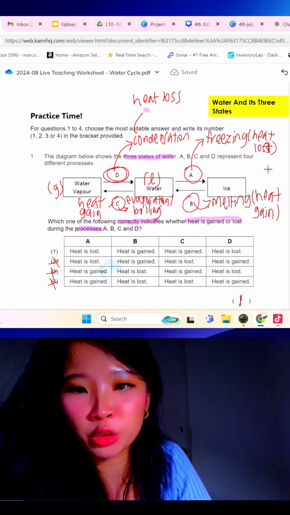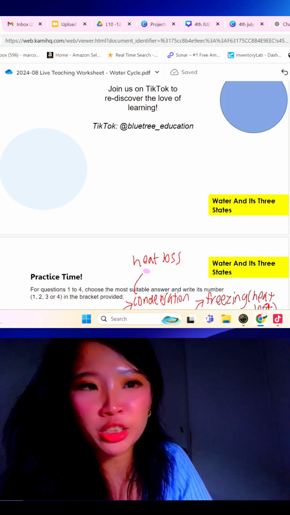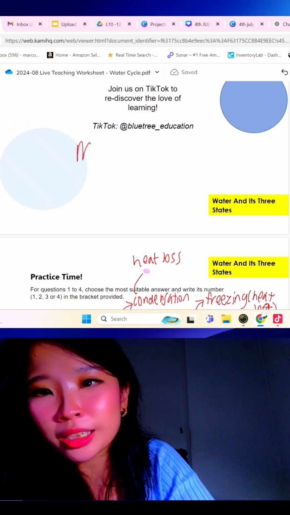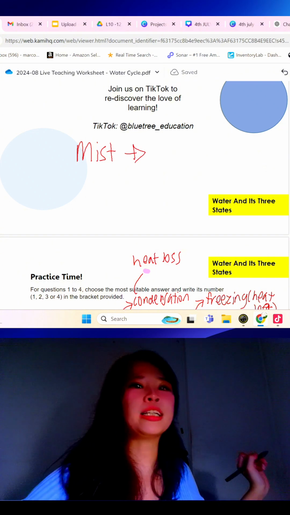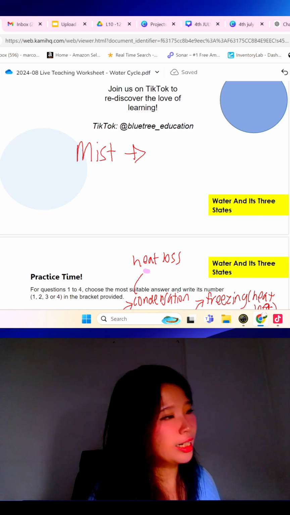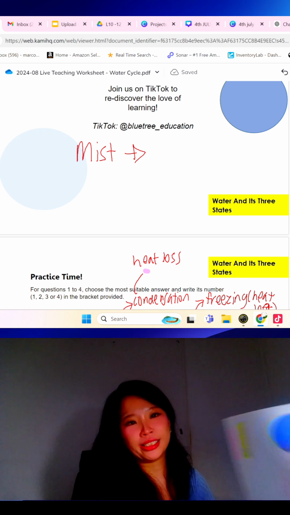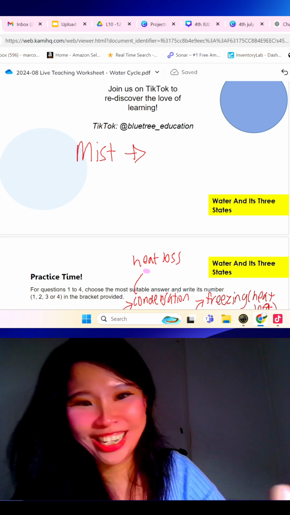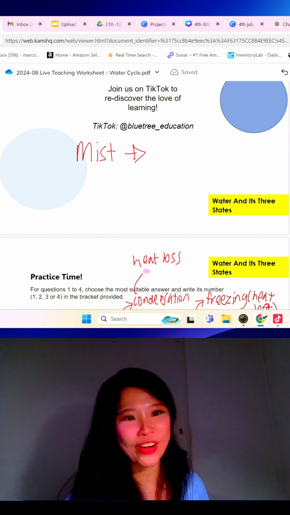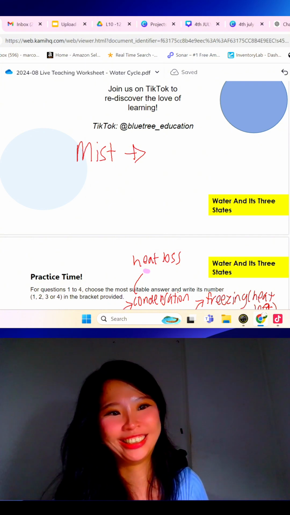Trivia time. These are extra notes. You all know I always teach extra notes, right? Can anybody tell me, mist is liquid or gas? Liquid or gas?